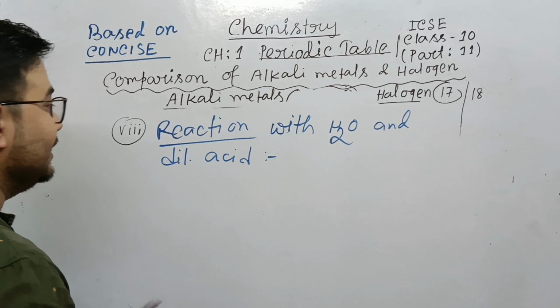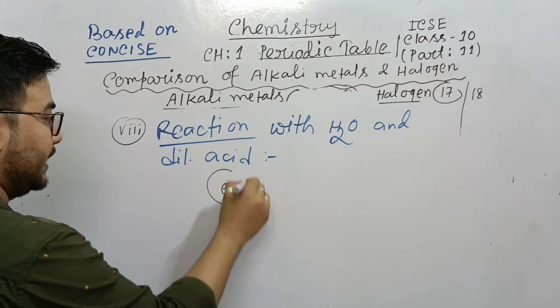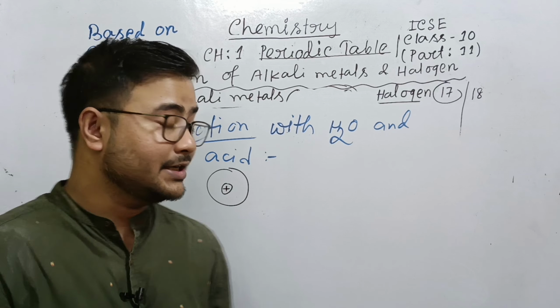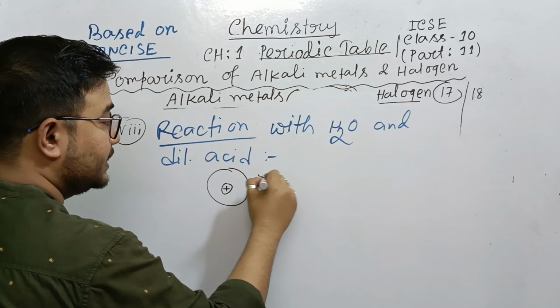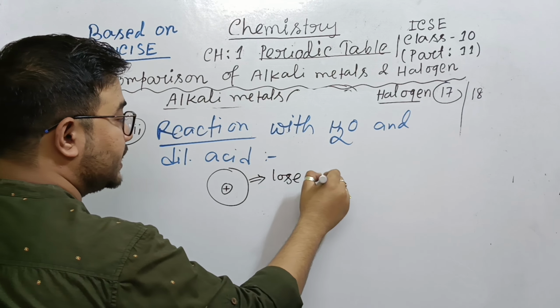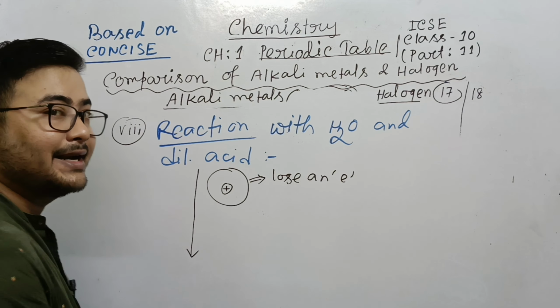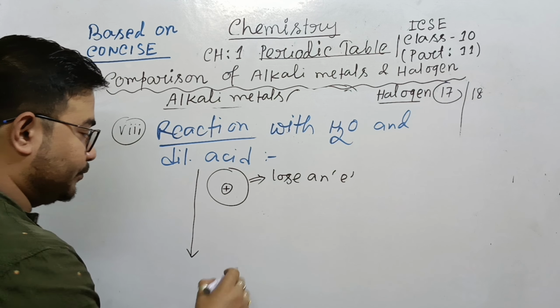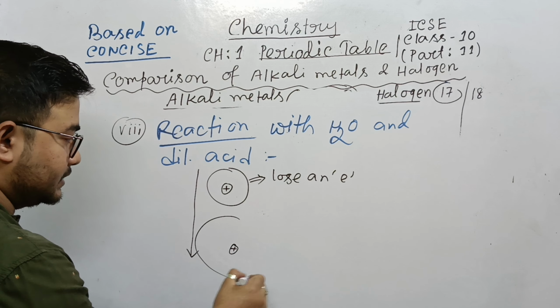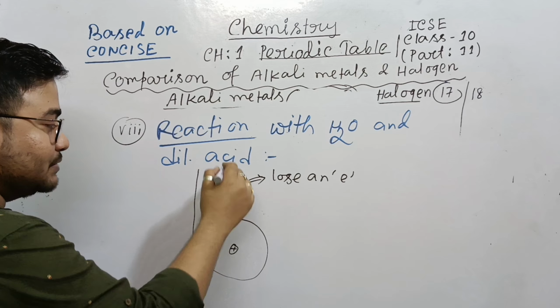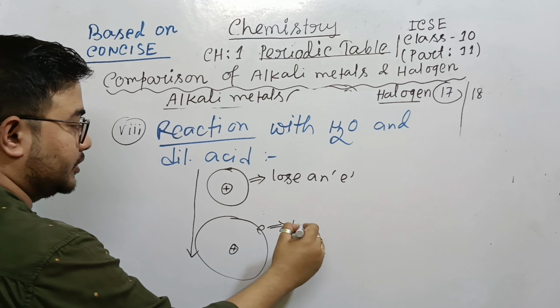Okay, now tell me, are alkali metals reactive or non-reactive? Obviously reactive, because they have a tendency to lose an electron. Now tell me, as we move downwards, does radius increase or decrease? All of you know radius increases. So can you tell me which has more tendency to lose an electron?